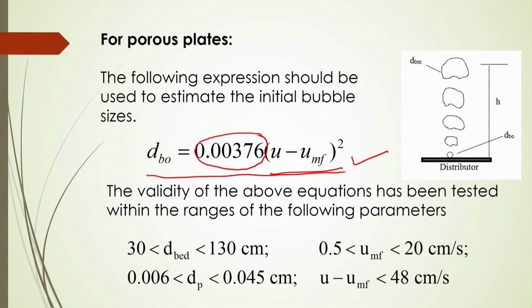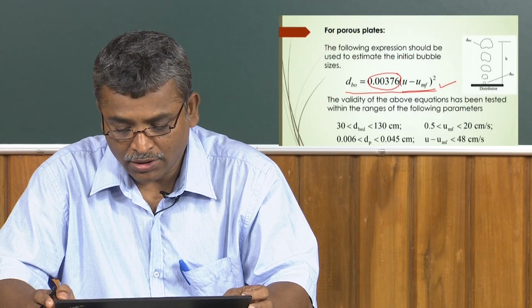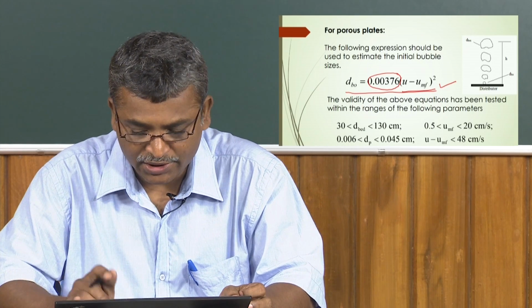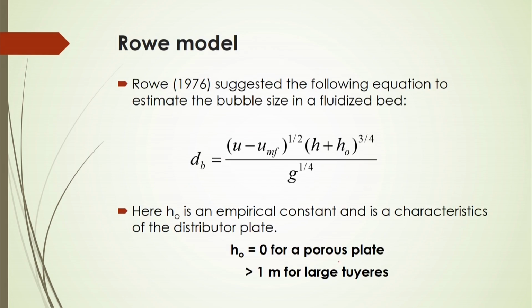In that case, the correlation is valid if the bed diameter is within the range of 30 to 130 centimeter, and the minimum fluidization velocity is within the range of 0.5 to 20 centimeter per second, of course within the same particle diameter range. The operating parameter, like the gas velocity, will be within the range of UMF plus 48 centimeter per second, as per the equation.